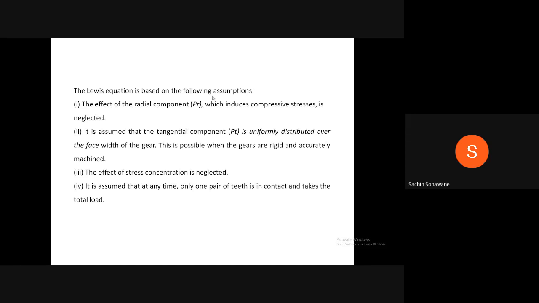Second, it is assumed that the tangential component PT is uniformly distributed over the face width of the gear. This is possible when the gears are rigid and accurately machined. The effect of stress concentration is neglected. It is assumed that at any time only one pair of teeth is in contact and takes the total load. Write down these assumptions in your notebook.